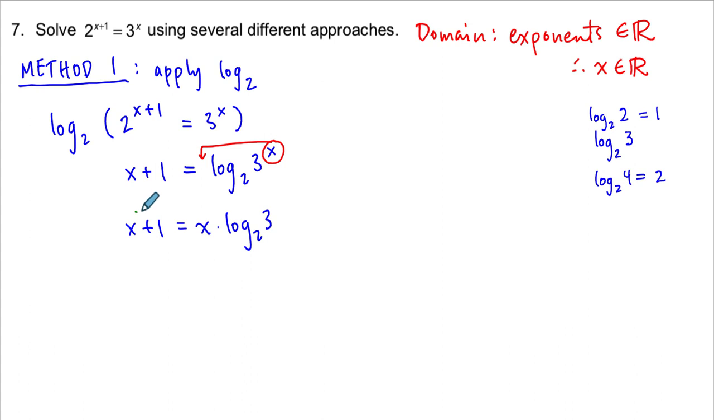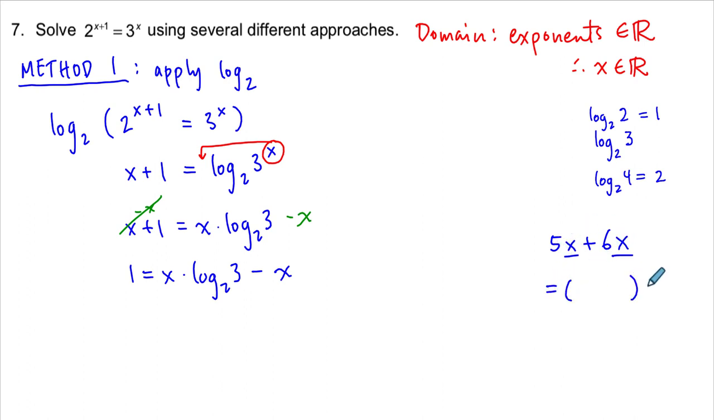I'm going to subtract x from both sides of the equation, and that will give me 1 equals x times log base 2 of 3 minus x. Now if I said 5x plus 6x and asked how many x's there are, we wouldn't say there are 2 x's. We would say there are 5 plus 6 number of x's. So we would factor the x out, let's put it at the back, and be left with 5 plus 6, which is 11 number of x's.